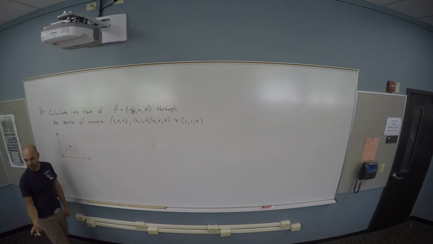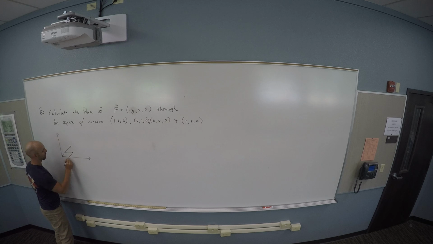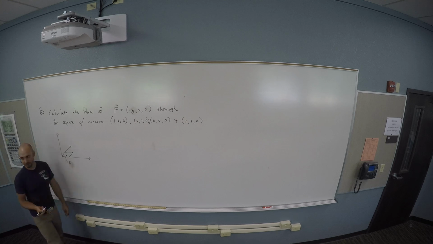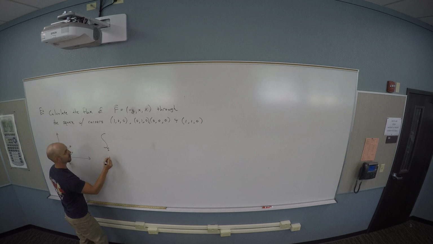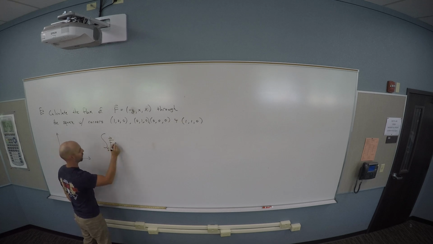So there's 0 z, right? So that square is down here. There's my surface S. And I want to calculate a flux of a vector field through this thing, right? So I should do the integral over my surface of F dotted with dA.